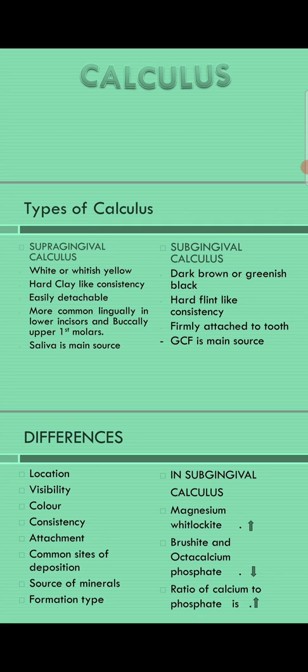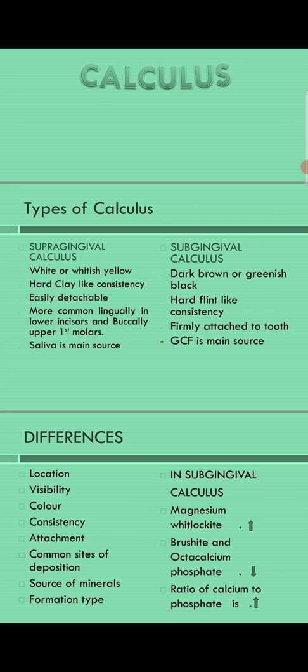First, the supragingival calculus color is white or whitish yellow, but subgingival calculus color is dark brown or greenish black. The second difference is that supragingival calculus has a hard clay-like consistency, but subgingival calculus has a hard flint-like consistency, and flint is a type of stone. Third, supragingival calculus is easily detachable, but subgingival calculus is firmly attached to the tooth.